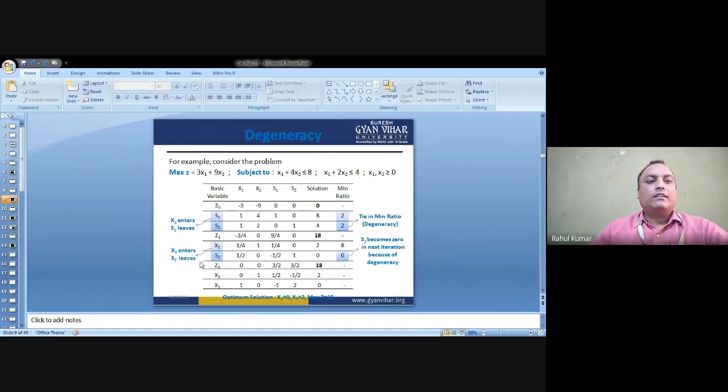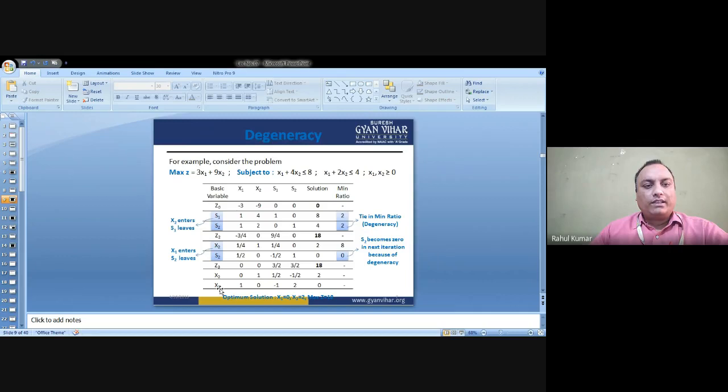x1 enters and x2 leaves here. For this case, 1 by 4, 1 by 2, right? Here 1 by 4 and 1 by 2 is here. Then 1 by 0, 1 by 4 minus 1 by 2, 0 1, 2 0, set 0. And the Z is here 0 0, 3 by 2, 3 by 2, 18. And x2 is here 0 1, 1 by 2 minus 1 by 2, 2 is here.